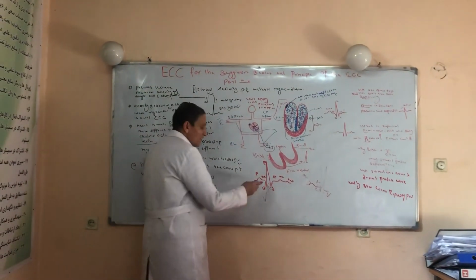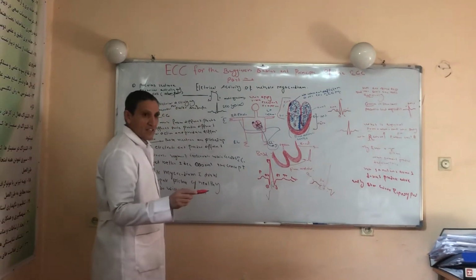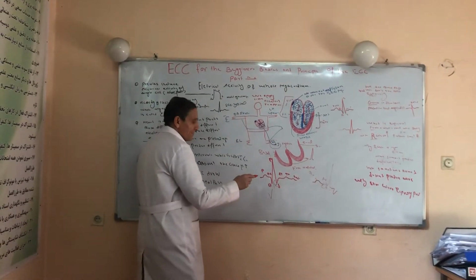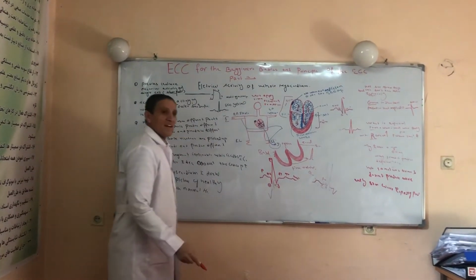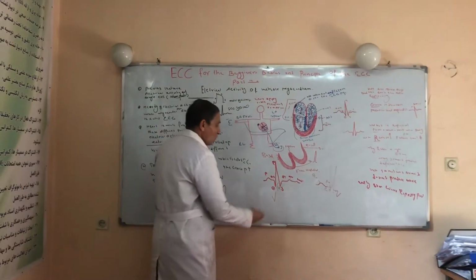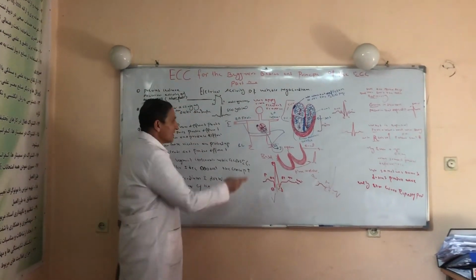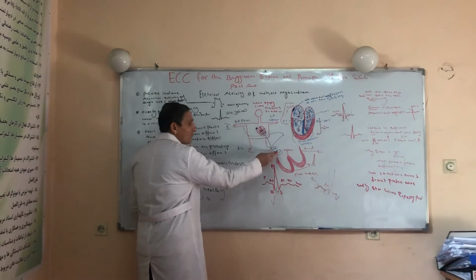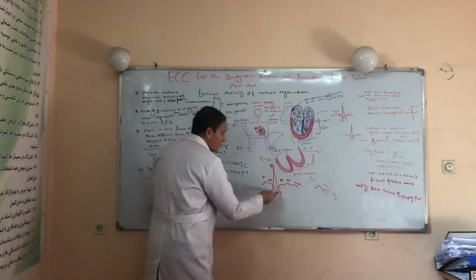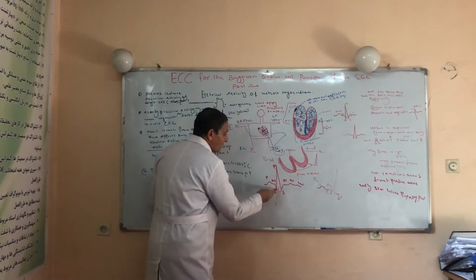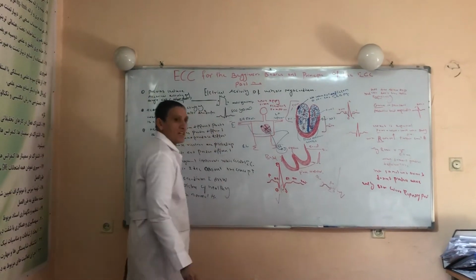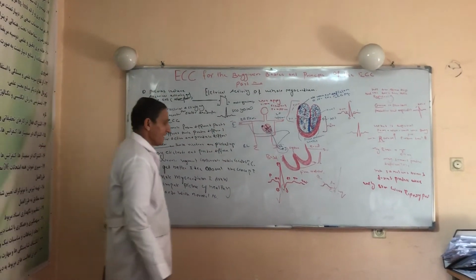The septum gives a small, fast wave because conduction is related to the Purkinje fibers. Why negative? Because the positive charge moves away from this electrode. So this produces a Q wave. This Q wave represents septal ventricular depolarization.